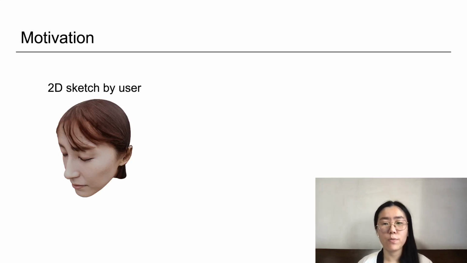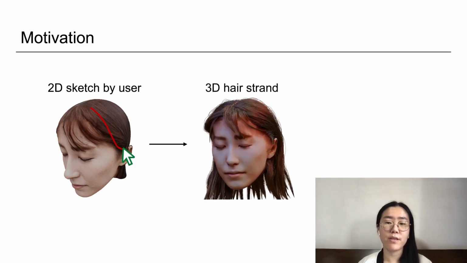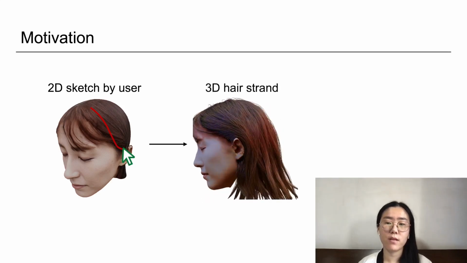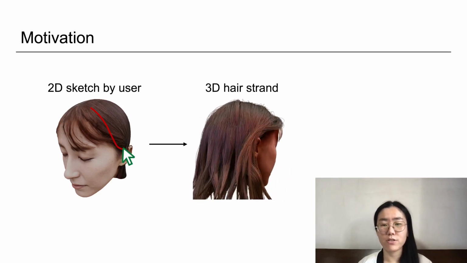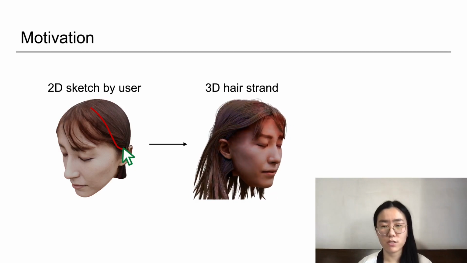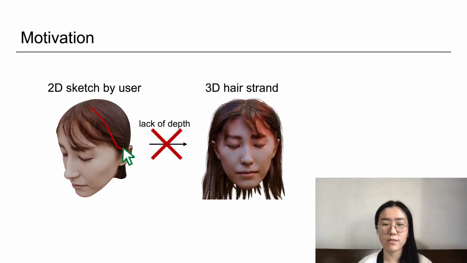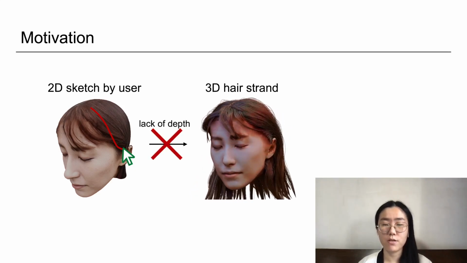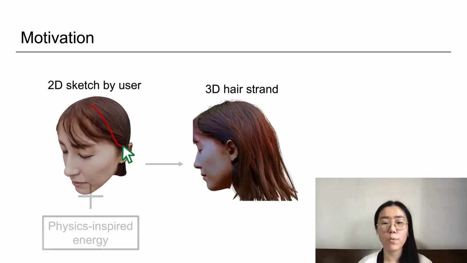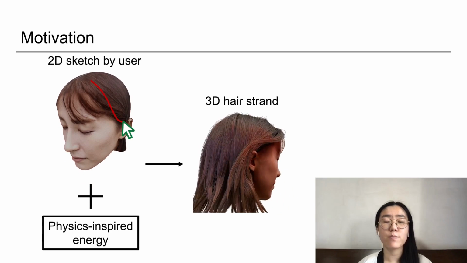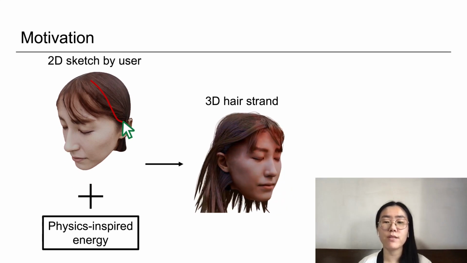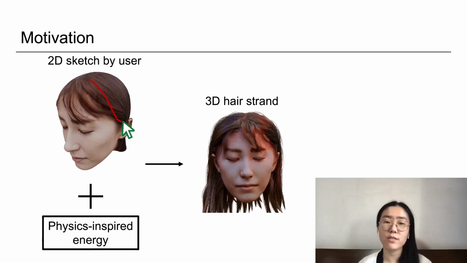Therefore, we want users to input sketches and generate 3D hair strands. However, directly using the 2D sketch information for 3D reconstruction cannot work because of the lack of depth. To solve this problem, we introduce physics-inspired energy so that it is possible to reconstruct 3D hair strands from 2D sketches.